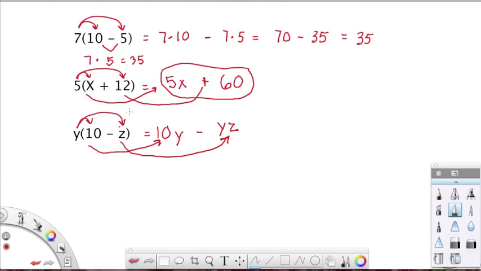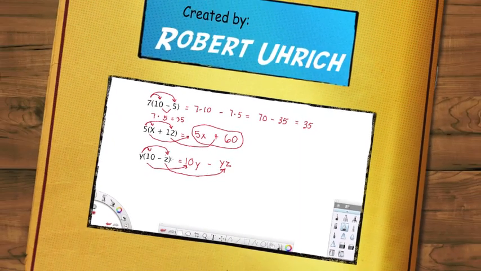But keep in mind, when you're distributing something, what you're doing is you're taking a term and you're going to multiply it to all of the terms. Here we have a 5. We're going to multiply it by the x, and we're going to multiply 5 by the 12, which gives us 5x plus 60. Here we have a variable. We have to distribute this variable y to both of the terms inside the parentheses. So it's y times 10, which is 10y, and y times z, which is yz, and I'm subtracting it. You have to follow through with your operators as well. But when we distribute, we pass something out to each of the terms. We're multiplying it by each of the terms.